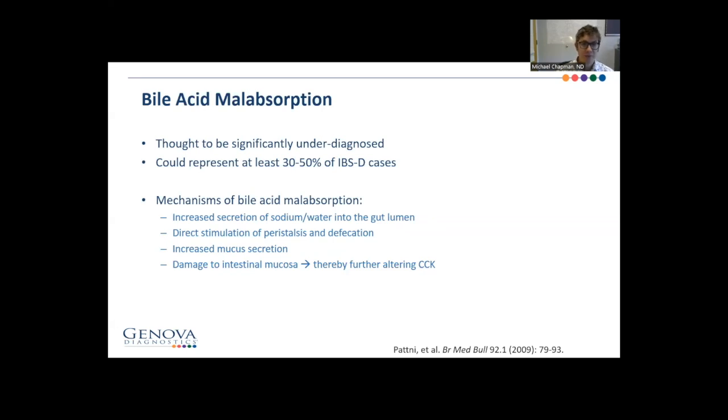The mechanism of this bile acid malabsorption is basically that you have an increased secretion of sodium and water in the gut lumen. This stimulates peristalsis, right? So you have a faster movement, and then you have increased mucus secretion, which also damages the intestinal mucosa, further impacting cholecystokinin. So it's a downward spiral, because you have bile causing damage, and then you also have damage leading to lower production of bile. So there's a little bit of a feedback there.